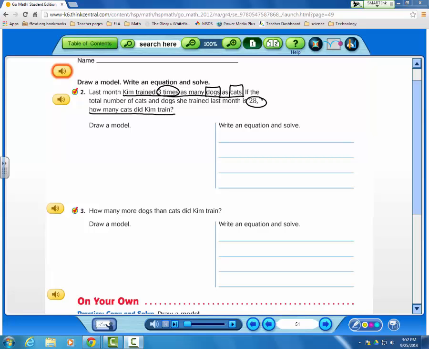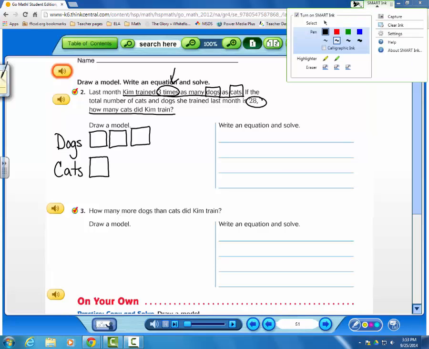So we're going to set up our model. We can see that Kim trained more dogs, so we'll start with dogs, than she did cats. So we'll put down cats. This part right here tells us how many times the dogs than the cats. So that tells us how many boxes to put. There are 3 boxes for the dogs and only 1 box for the cat. This way our model shows that there are 3 times as many dogs as there are cats.